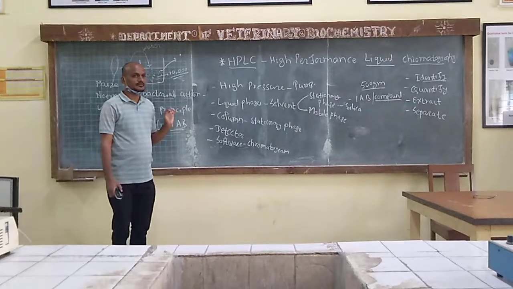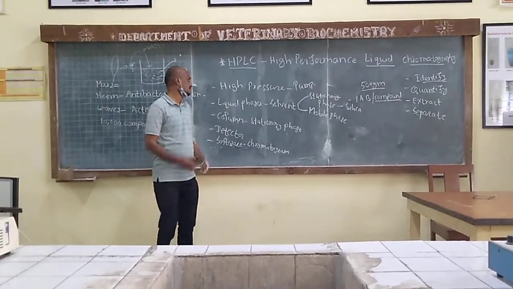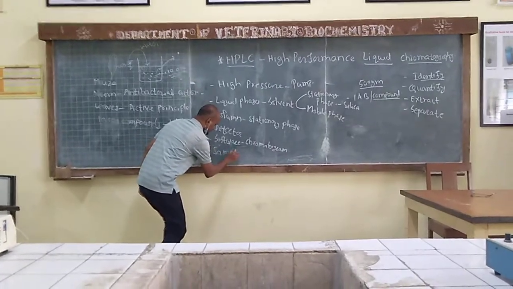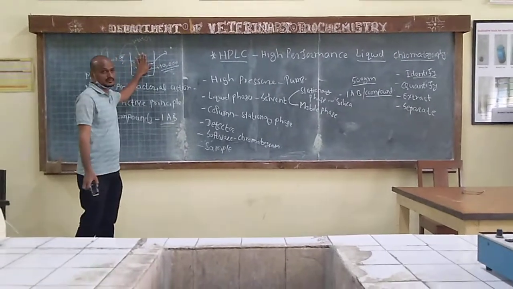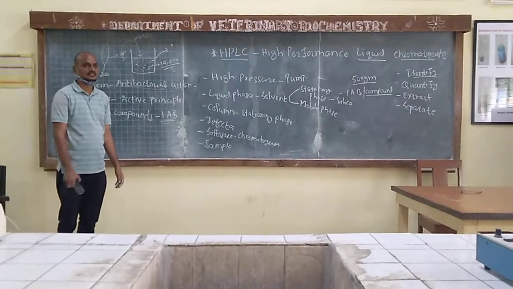First, sample. Sample is important, right? Because we have this mixture, we have to inject it somewhere, right? Next, anything else?